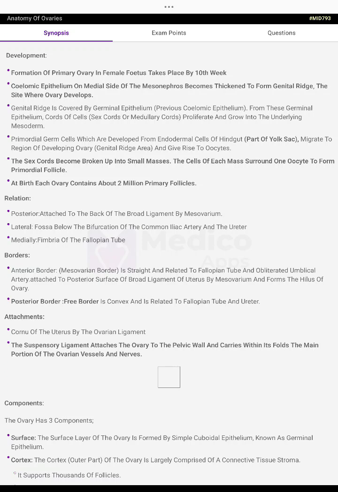Relations. Posterior: attached to the back of the broad ligament by the mesovarium. Lateral: both ovaries lie below the bifurcation of the common iliac artery and the ureter. Medial: fimbriae of the fallopian tube.